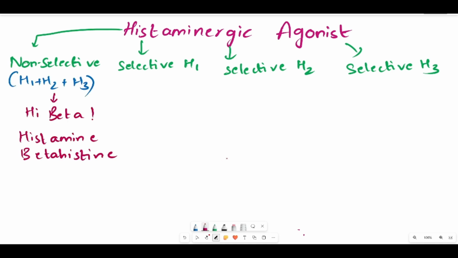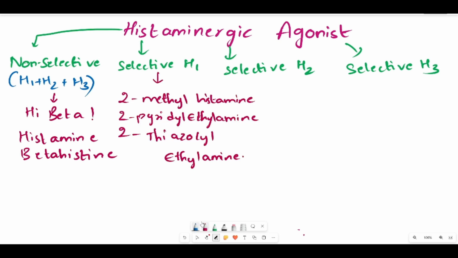The first class in the histaminergic agonists is the non-selective agonist, which acts on H1, H2 and H3. To remember the drugs under this, just remember the word "high beta", where high means histamine and beta is betahistine. Coming to the second class, the selective H1 agonist, just remember that all the drugs under this will have 2 in them: 2-methylhistamine, 2-pyridylethylamine, and 2-thiazolylethylamine.